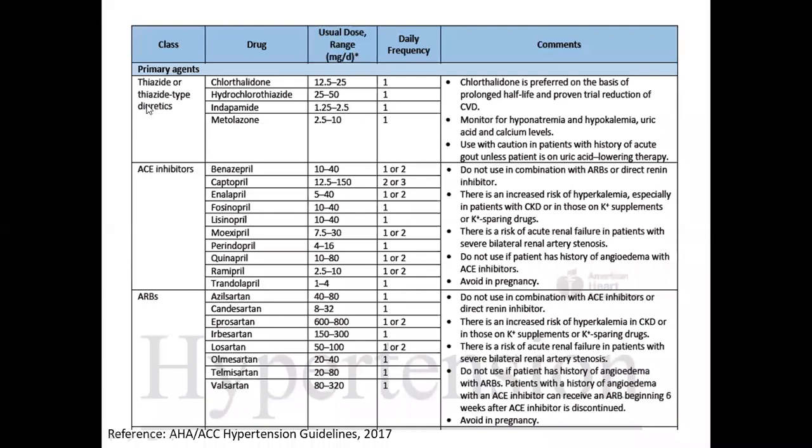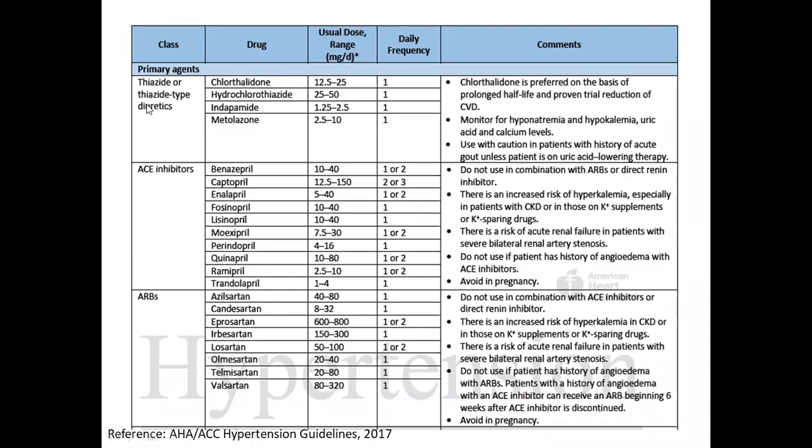Similarly, the next group of drugs which can be used as a first-line agent in the treatment of hypertension includes the angiotensin receptor blockers, which are also known as ARBs. They include candesartan, irbesartan, losartan, olmesartan, telmisartan, and valsartan. These drugs are available in the market, and you will prescribe these drugs to patients when you come to the internship years later on.